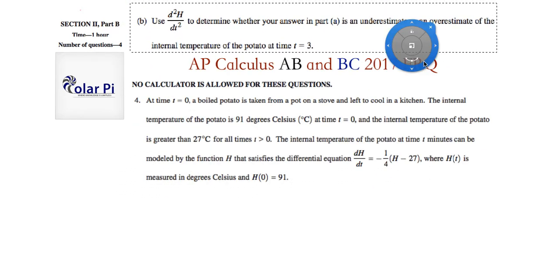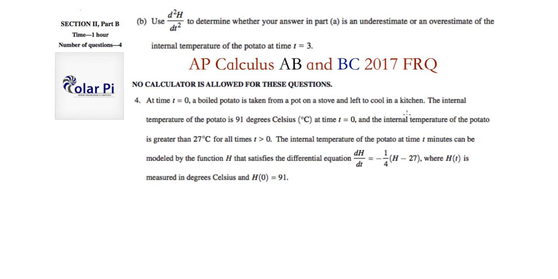First, let's carefully read part B. It says to use the second derivative to determine whether or not our estimate in part A is an overestimate or an underestimate of the internal temperature of the potato at t equals 3. Now, we have dh dt here, so we know that the second derivative, d squared h dt squared, will just have to be the derivative of the derivative, so the derivative of what I just circled. And that'll have to be negative a quarter times dh dt.